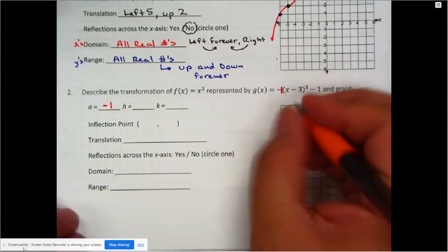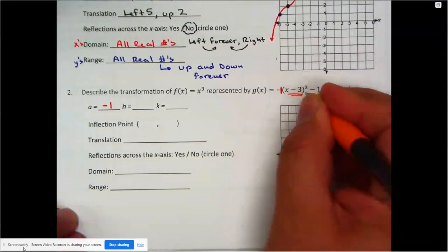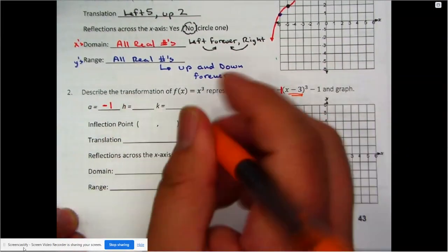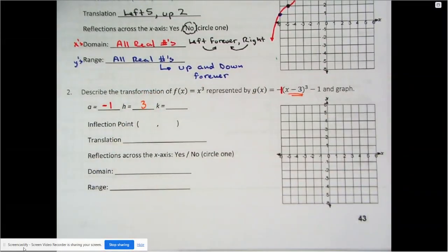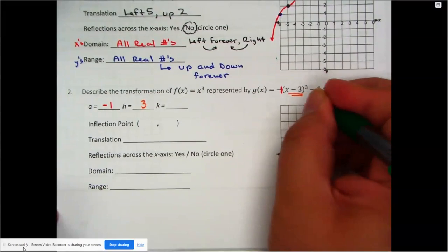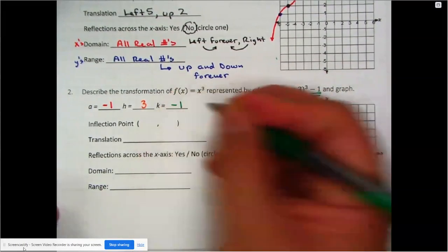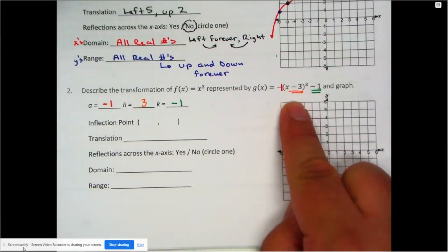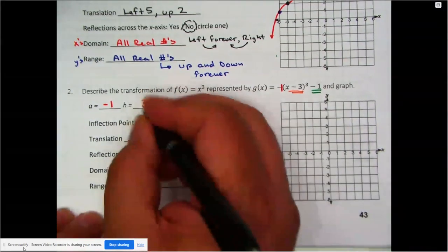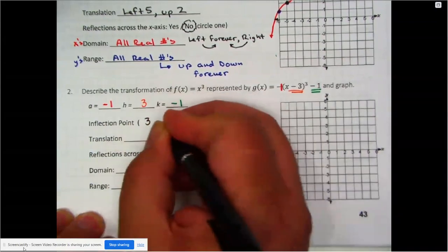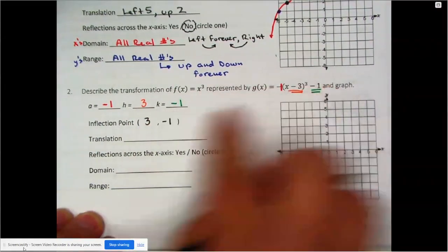My b value says x minus 3. So if it says minus 3, my h is positive 3 because I have to think opposite. And of course, my k is -1. We only think opposite for this one when it's in parentheses. So here's my inflection point. It's 3 and -1, just coming from here as well.